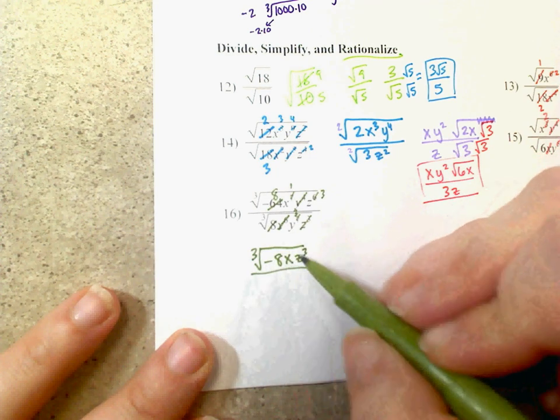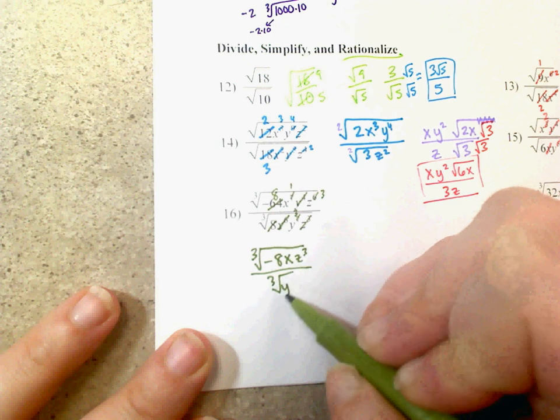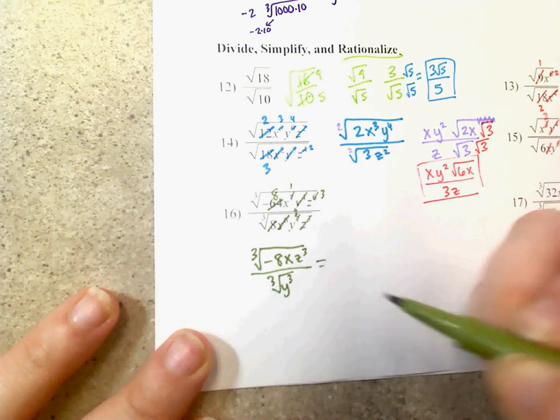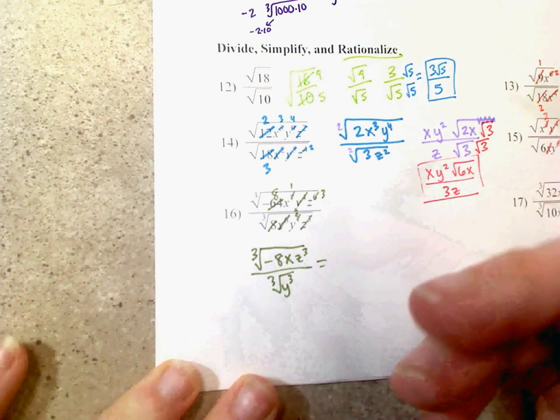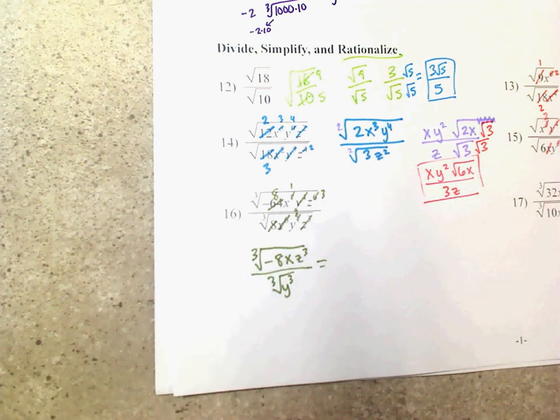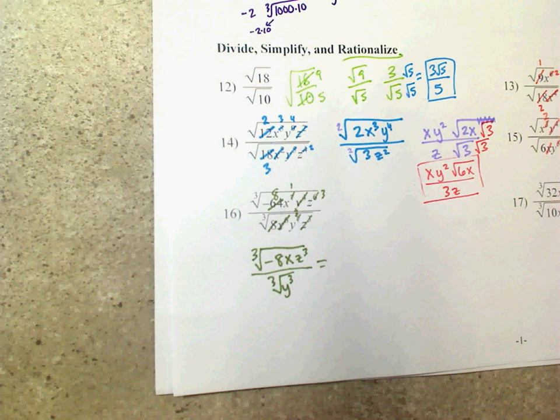Okay, so the cubed root of negative 8, well, the cubed root of 8 is 2, so the cubed root of negative 8 is negative 2. Remember, the odd root of a negative number is negative. So I've got negative 2.